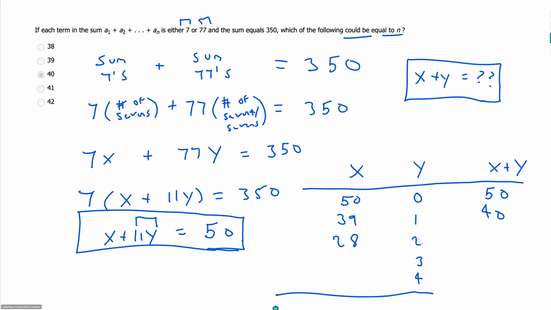It looks like we got a pattern here where we're going down by 10 each time. When y is 3, x should be 17, we got 20, and when y is 4, 11 times 4 is 44, so x is 6. And so which one of these is in our answer choices? Looks like C.